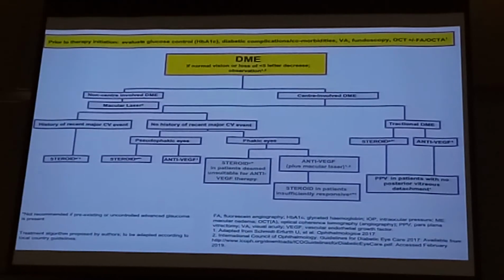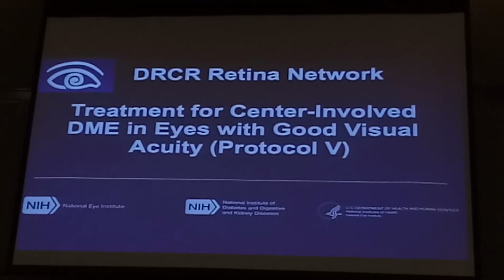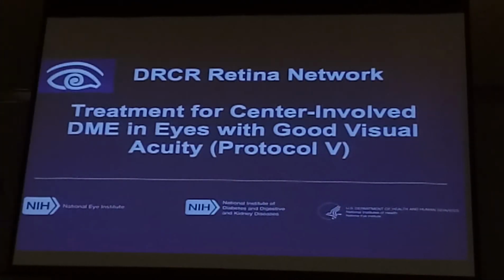Now, what do we do in the first stages when vision is normal? 6/6, 20/20, do we need to immediately treat all DME? This is an important question because patients are coming earlier and earlier. And the answer, which is recently from the results of Protocol V, is no. If the visual acuity is 20/30 or better, you can afford not to treat immediately.